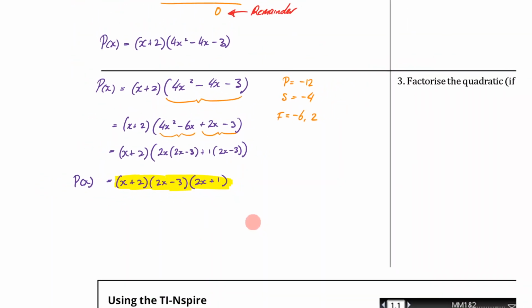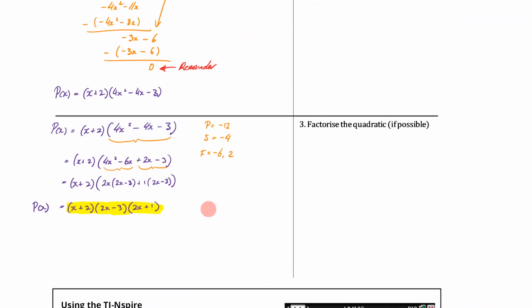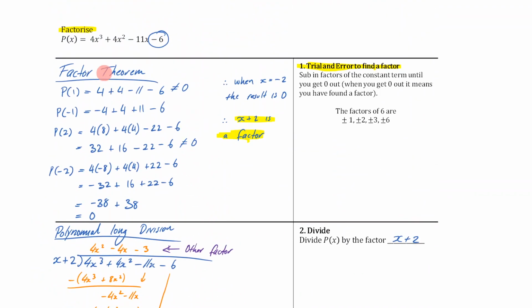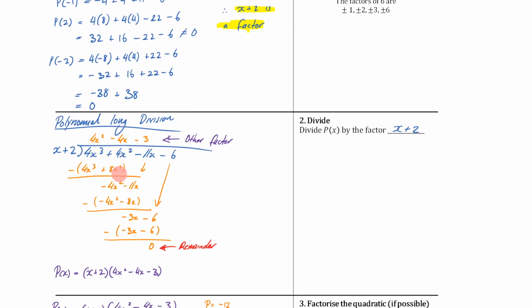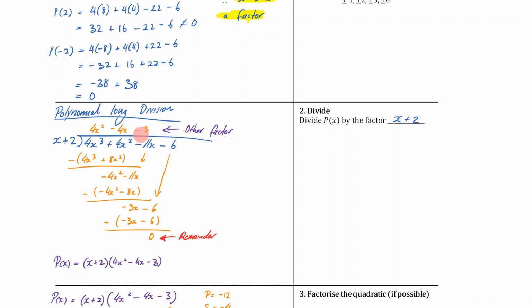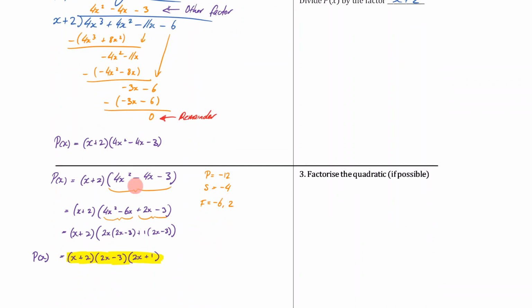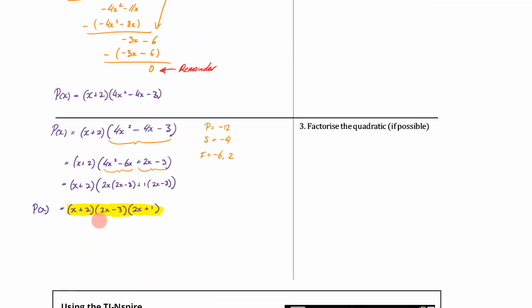So you can see there was quite a few steps, but we have successfully started with this. So a cubic, we use our factor theorem, so we put in a whole bunch of factors of our constant until we found one that gave us a 0 result. That meant that we found a factor. We then took that factor and divided it by p of x to find the other factor. And then we took that other factor, which was a quadratic, and we factorized it. And that is how we did it.